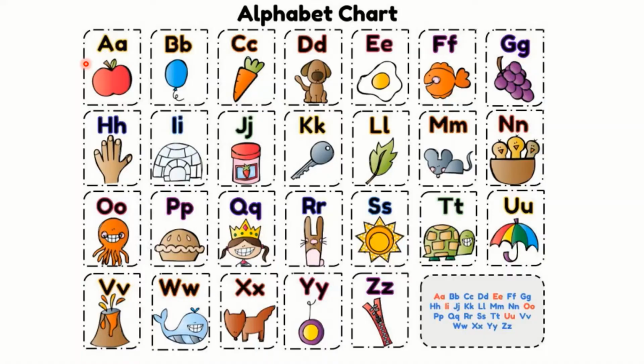A for apple, B for balloon, C for carrot, D for dog, E for egg, F for fish, G for grapes, H for hand, I for igloo, J for jam, K for key, L for leaf, M for mouse, N for nest, O for octopus, P for pie, Q for queen, R for rabbit, S for sun, T for turtle, U for umbrella, V for volcano, W for whale, X for fox, Y for yo-yo, Z for zebra.